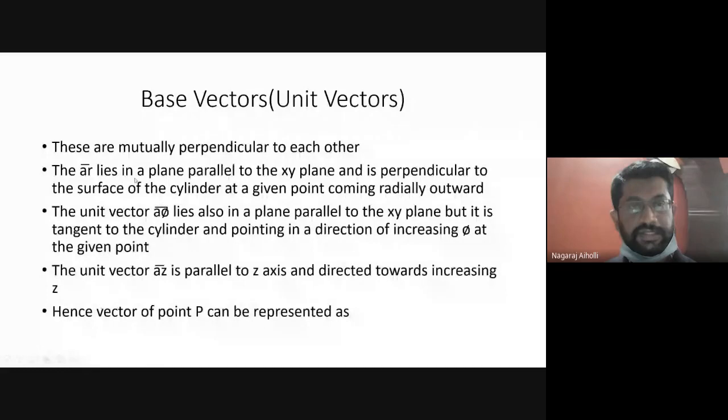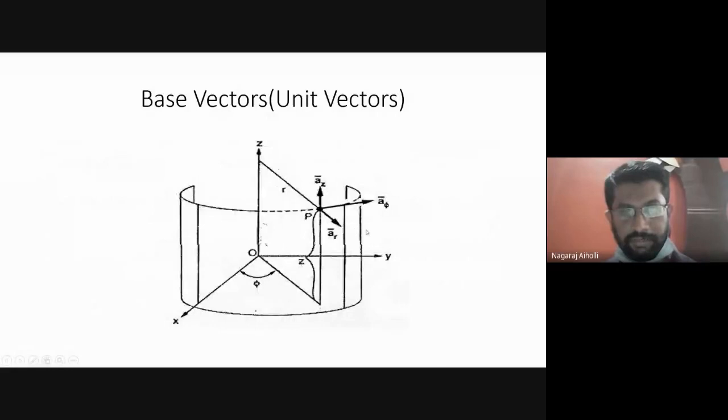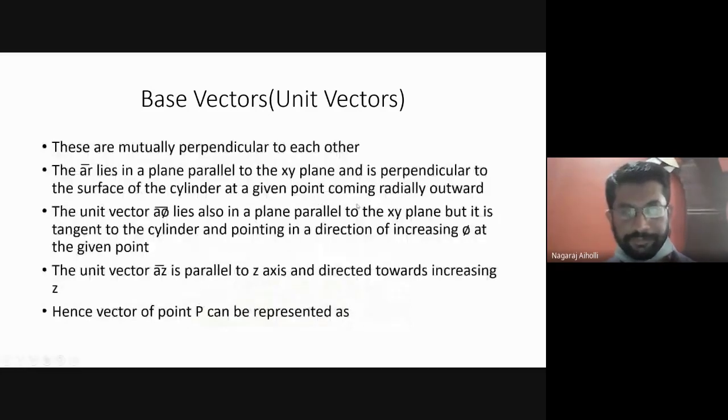The AR bar lies in a plane parallel to the XY plane and is perpendicular to the surface of the cylinder at the given point, coming radially outward. AR bar is along the increasing R, radially outward but perpendicular to the cylinder. A phi bar is also in a plane parallel to the XY plane. It is along the increasing angle phi, but it is a tangent to the surface. The unit vector AZ bar is parallel to the Z axis and directed towards increasing Z.